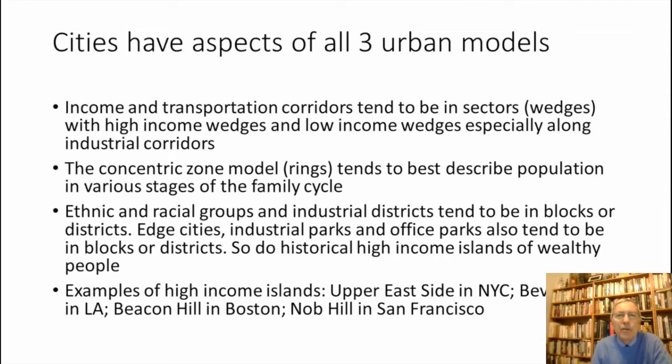I just want to review here the first urban geography lecture, where we talked about three models of city structure: Burgess's concentric zone model, the rings; Hoyt's sector model, like slices of pizza; and Harris and Ullman's multiple nuclei model, districts scattered around the urban area. We saw that all three bear some resemblance to reality. That is, cities have some aspects of all three urban models.